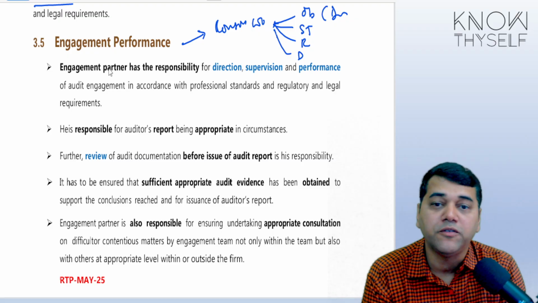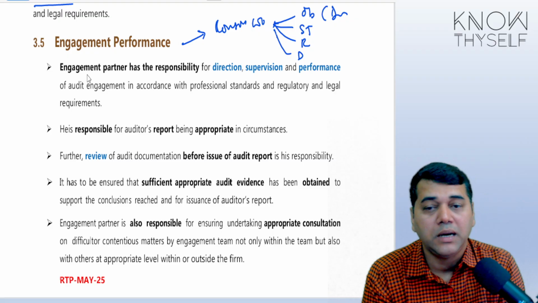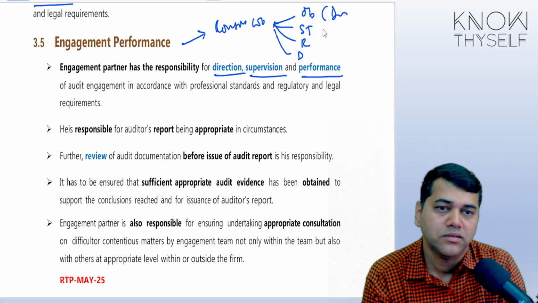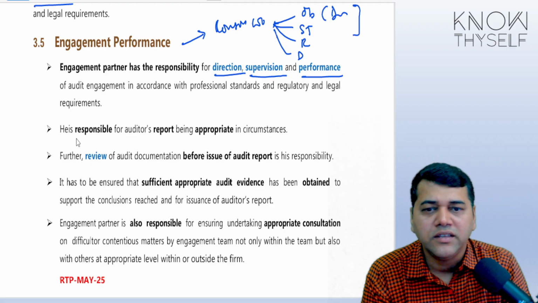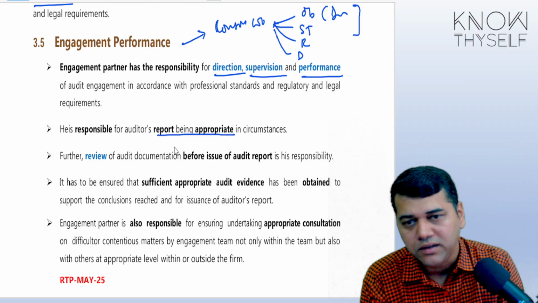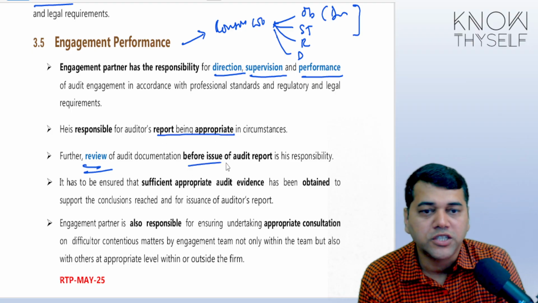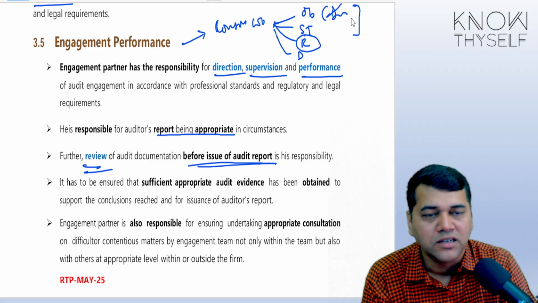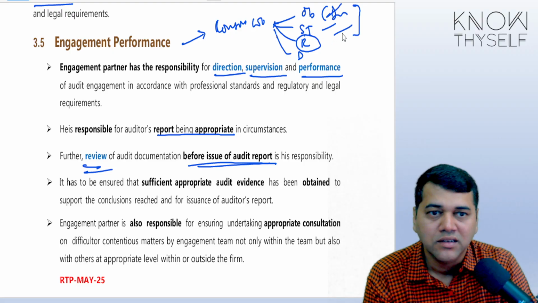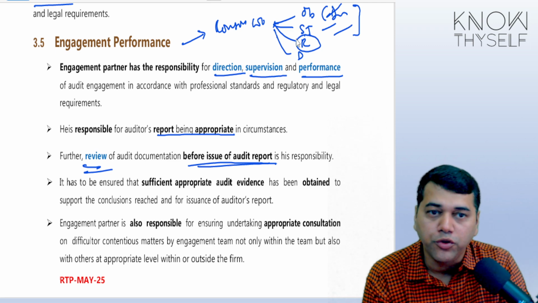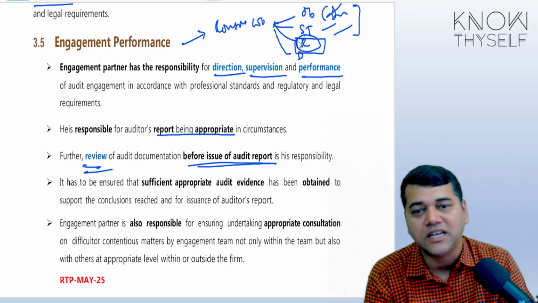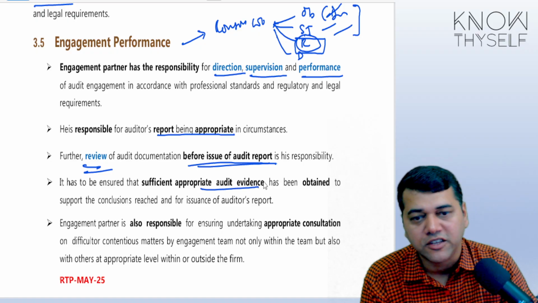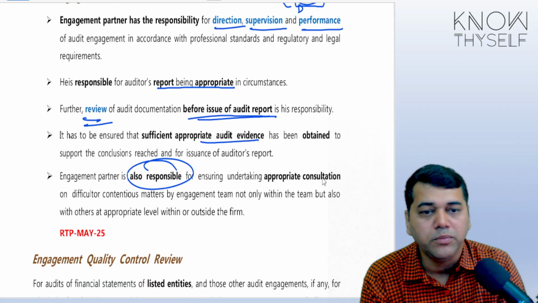Now, how should engagement performance happen at audit level? The engagement partner has the responsibility for direction, supervision, performance. Same like this. He is also responsible for the report being appropriate and review of the audit documentation before the audit report is issued. That means you have to direct, you have to supervise, you have to train, and before you issue the audit report, you have to review somebody's work. You cannot blindly take that work and issue the audit report. It has to be ensured that sufficient appropriate evidence has been obtained.